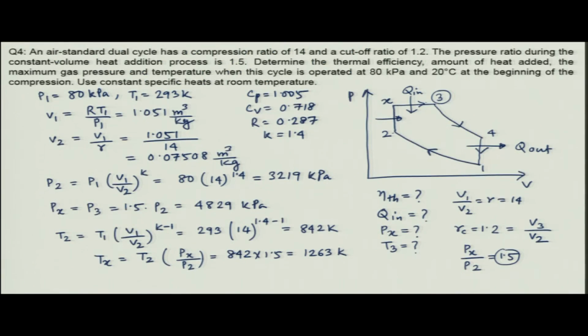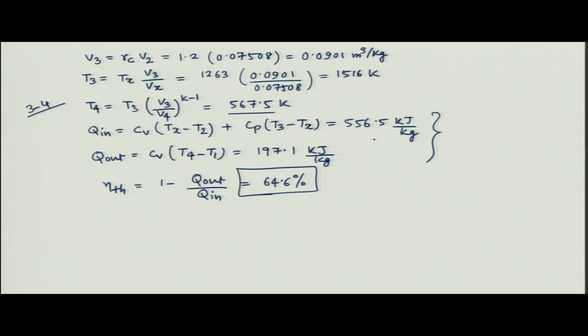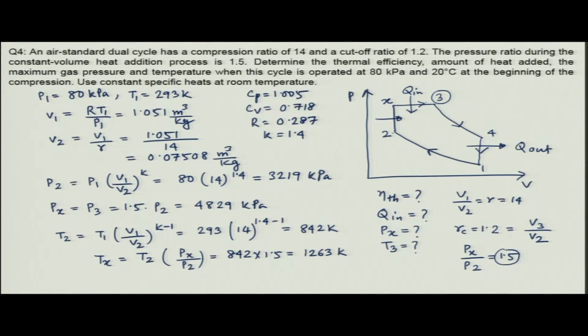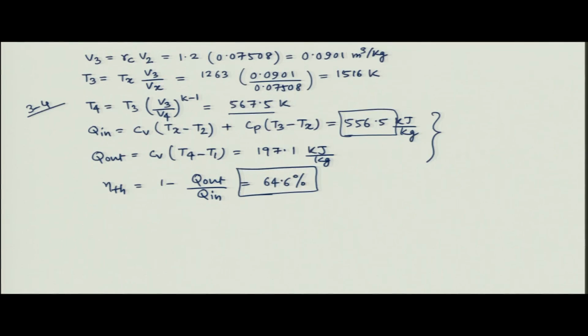So, now in this problem we have found all the quantities that were asked. The thermal efficiency we have found, the amount of heat added we have already found, and the maximum gas pressure and temperature. Maximum pressure will occur at P3, that is the maximum pressure, and maximum temperature will occur at T3, which is 1516 Kelvin. Okay. So, this problem is solved.